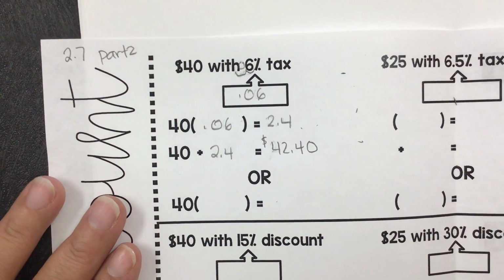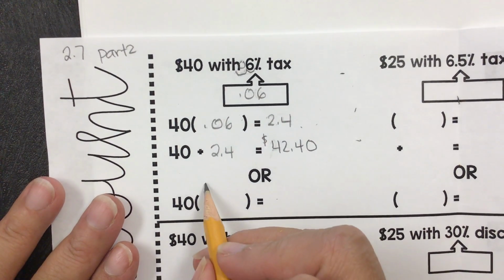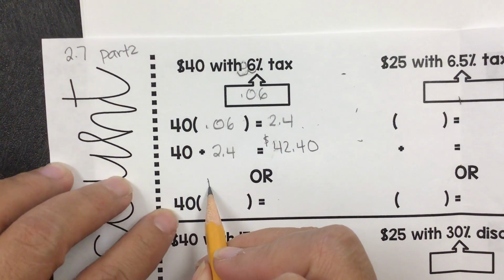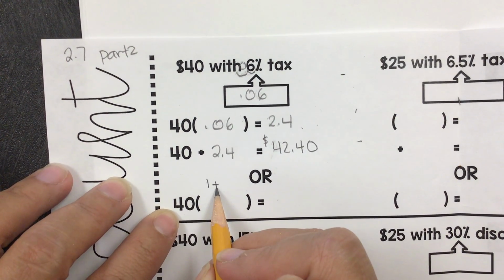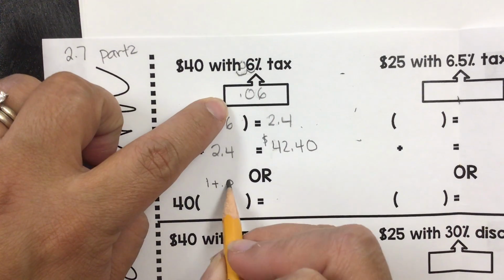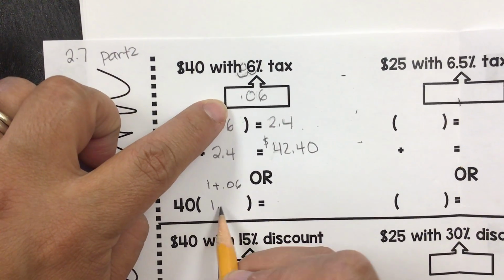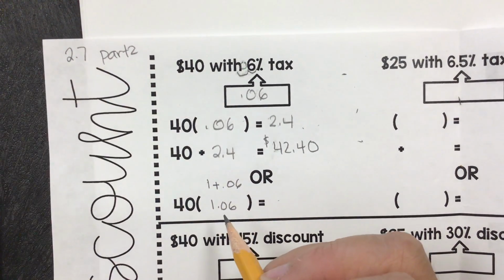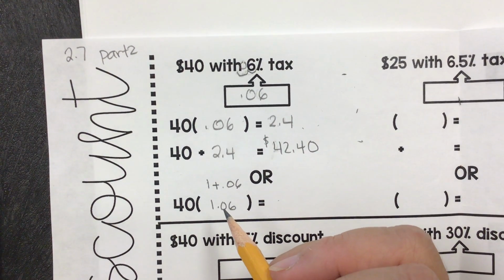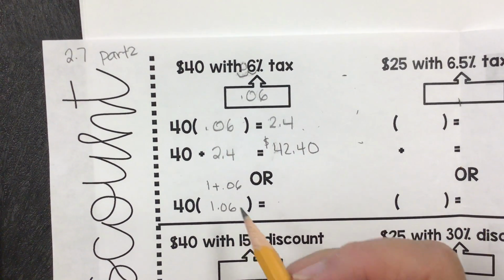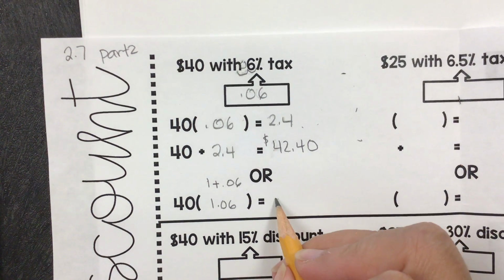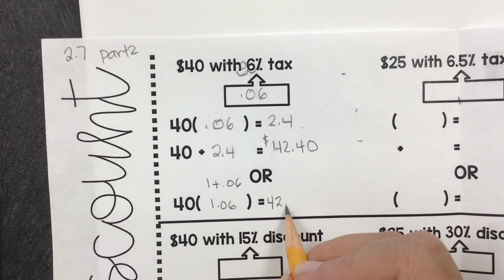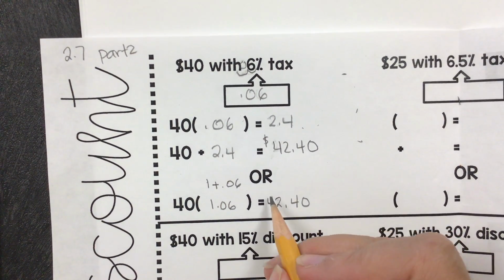The second method is to add a 1, because what you're doing is taking that full amount and that 0.06, which gives you 1.06 that you have to pay for. When you multiply these two together, you get that 42.4 as we did before.